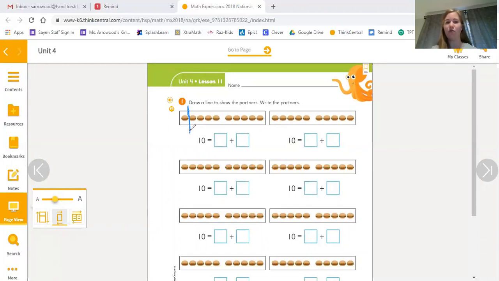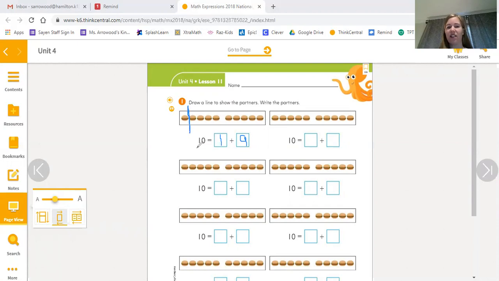Now I need to write my partners. And I know that my partners are going to be how many are on this side of my break apart stick and how many are on this side of my break apart stick. So let's count. 1. So my first partner, I'm going to write in the first box, is 1. Let's count how many are on the other side. 1, 2, 3, 4, 5, 6, 7, 8, 9. And now I know that my partners, 1 and 9, make my whole group of 10.